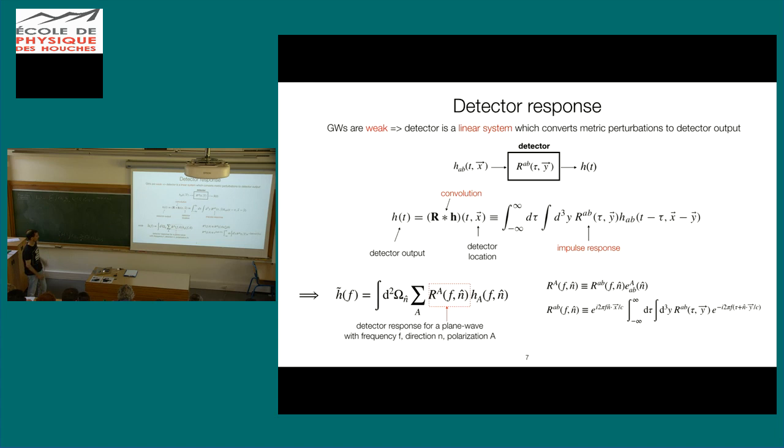Okay, so you could think of HA here as a proxy for HAB, the metric perturbations, and then this equation here is basically showing the action of the detector on the metric perturbations, or these Fourier coefficients, in order to give you the detector output in the Fourier domain.